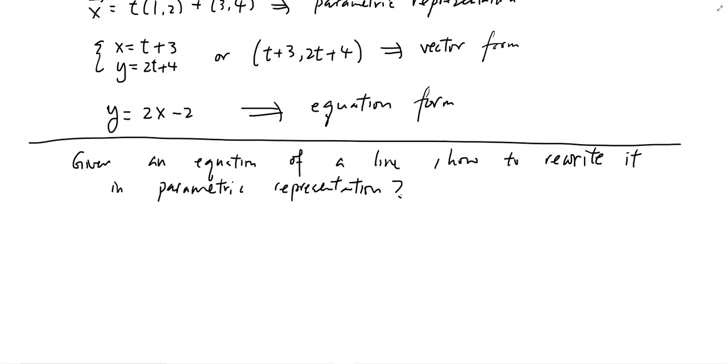It will get a lot harder when we have more variables involved, and when we get to that, I'll show you. But here we're asking for the reverse process. Suppose I have an equation in y equals mx plus b form, an equation form.